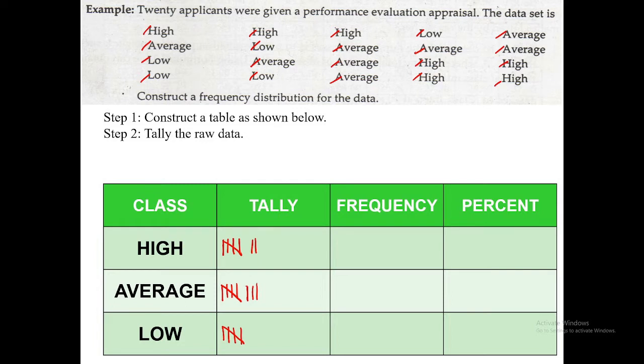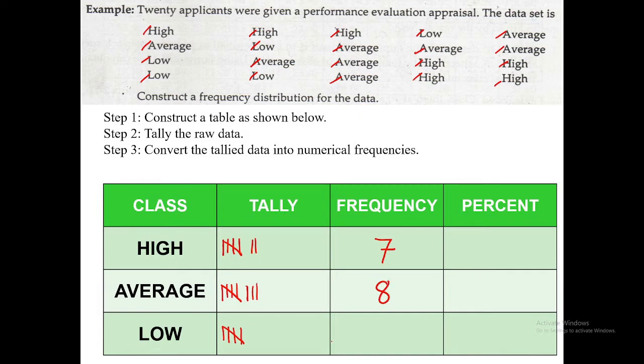Okay. Let's go to step number 3. Convert the tallied data into numerical frequency. So let's go to the third column now. How many is the tally for the number of high? You have 7. So the frequency is 7. What about the average? The average has a frequency of 8.